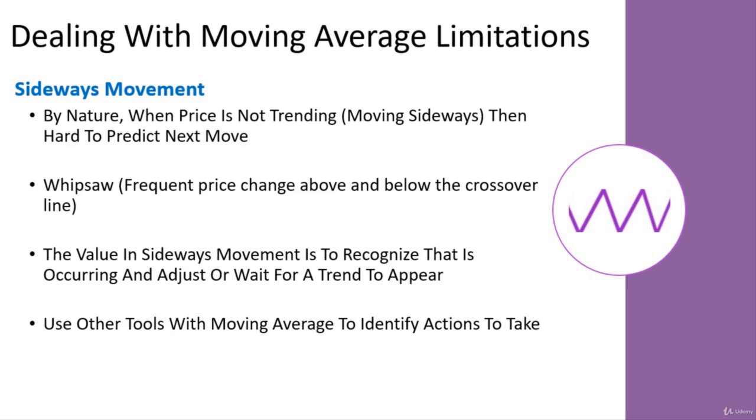They're frequent price changes above and below the crossover line, giving us different buy and sell signals constantly, so we might be forced to trade more often unless we filter that. The value in a sideways movement is you can recognize that it's occurring and then adjust or wait for a trend to appear, or you can use other tools with the moving average to identify actions to take, like looking at support and resistance levels. But understand that a moving average can be a little more limited in a sideways market.